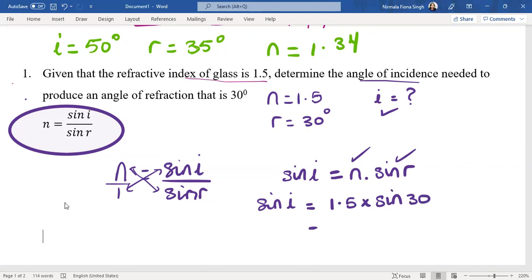Now, the nice thing is you could plug this straight into a calculator. So if you want to do this on a calculator, you're going to do 1.5, multiply button, sine of 30, and hit the equal sign. Tell me what you all get. 0.75.